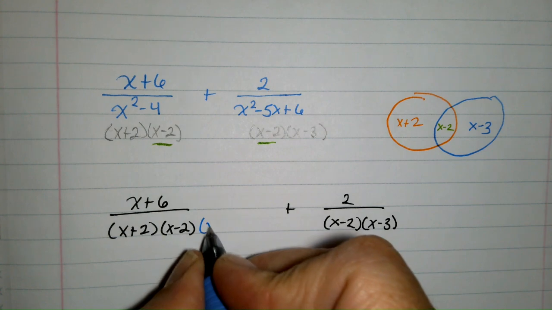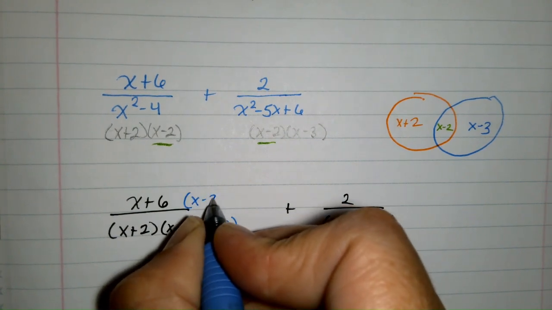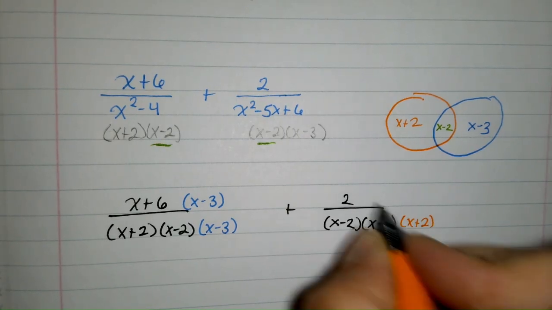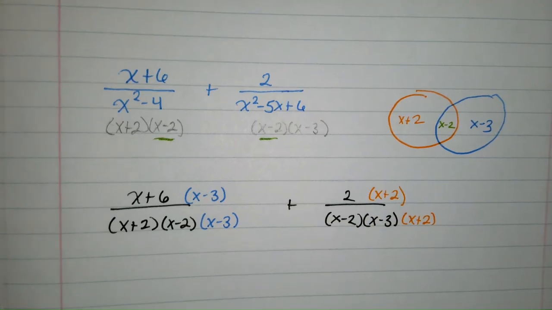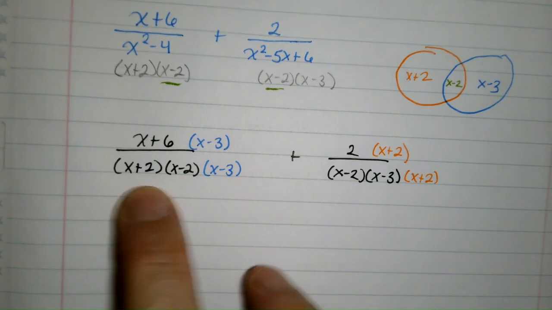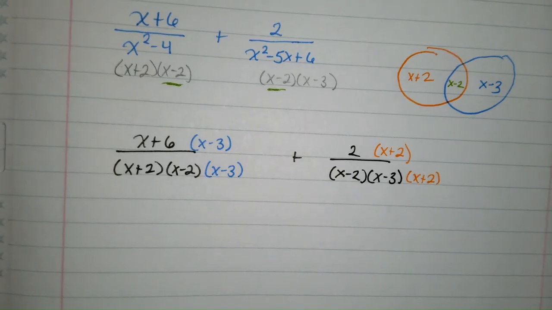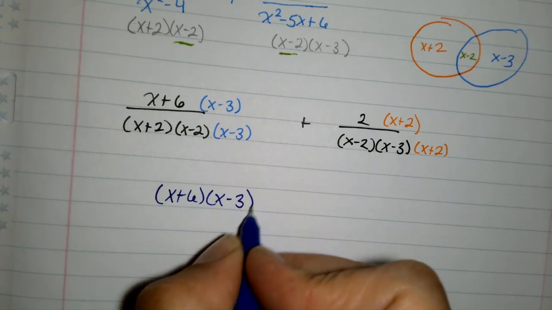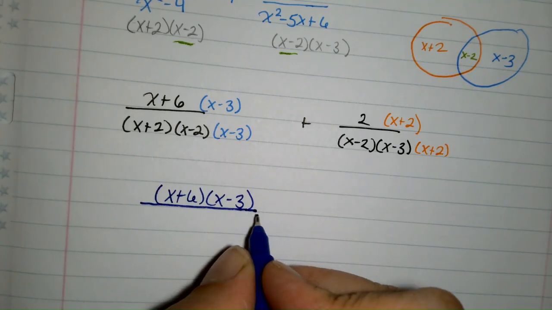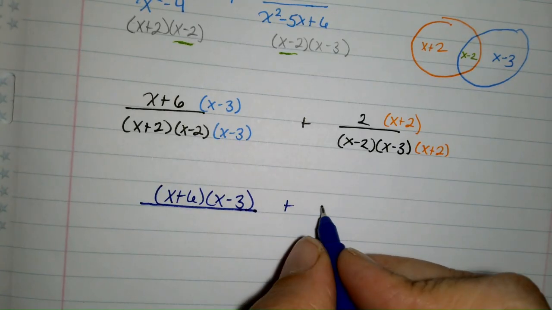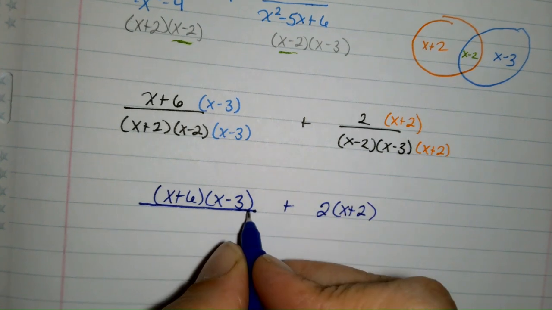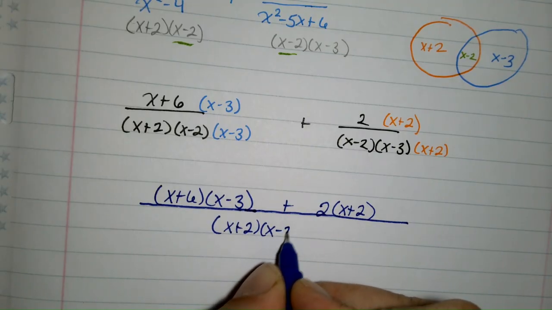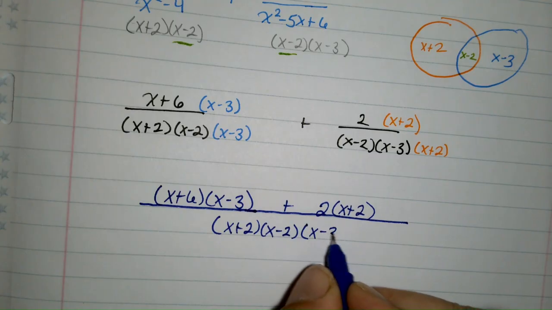That's that x minus 3. What is missing from our blue circle? That's that x plus 2. Now they have a common denominator. Okay, so I have (x plus 6)(x minus 3) plus 2(x plus 2), because I'm adding them together, right? With that common denominator of (x plus 2)(x minus 2)(x minus 3).